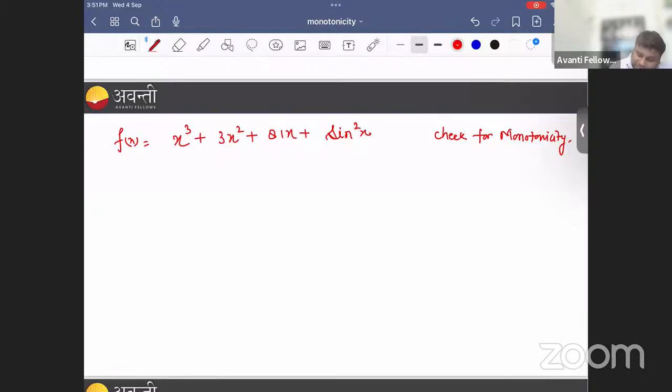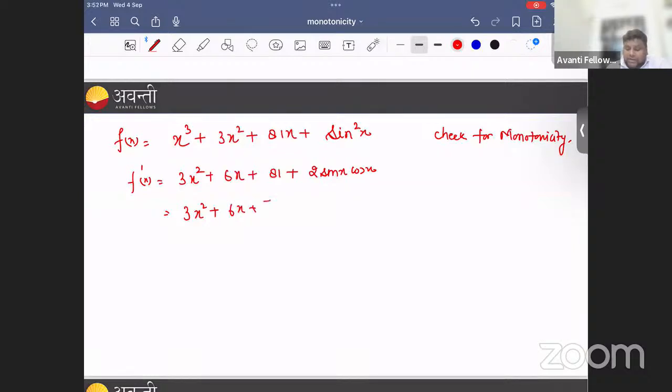Now see, if I differentiate this, f dash x will be what? 3x squared plus 6x plus 81 plus 2 sin x cos x. Yes or no? So this is 3x squared plus 6x, and this 81 I write like say 60 plus 21 plus sine 2x. Now see one thing, this 21 plus sine 2x. Sine 2x is lying between -1 to 1 for any x. 21 if you add to it, it will be from 20 to 22.